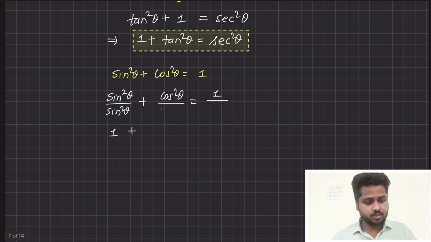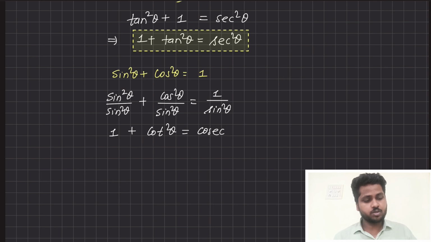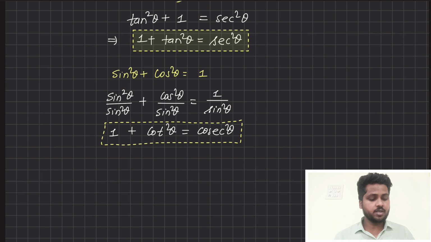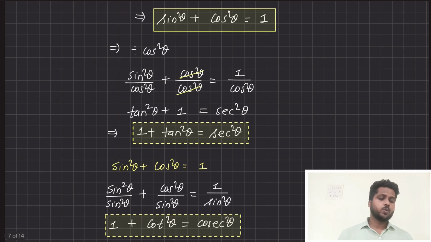So here also I'll get sin square theta, here also I'll get sin square theta. So cos upon sin is nothing but cot square theta, and 1 upon sin square theta is again cosec square theta. So this is your identity number 3. I hope everyone is understanding the identities. Sin square theta plus cos square theta is 1, 1 plus tan square theta is equal to secant square theta, and 1 plus cot square theta is equal to cosec square theta.